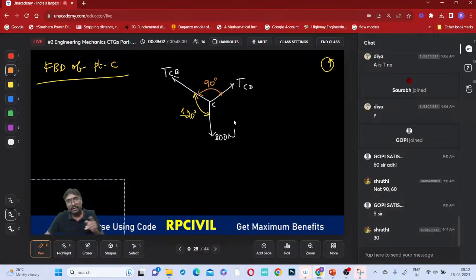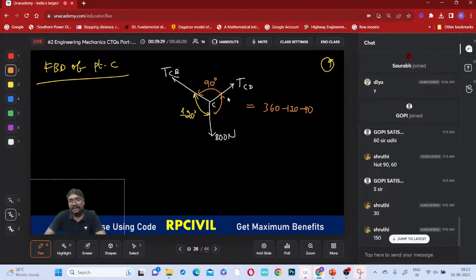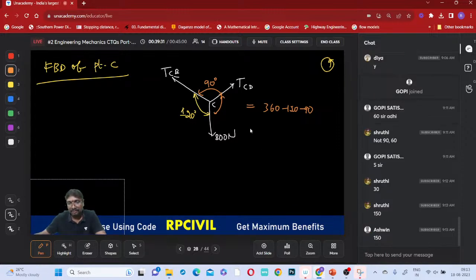And what is the angle between this TCD and this 800 newtons? That is 360 minus 120 minus 90. What is this value, everyone? How much are you getting? 360 minus 120 minus 90 is 150. Okay. Now apply Lami's theorem.